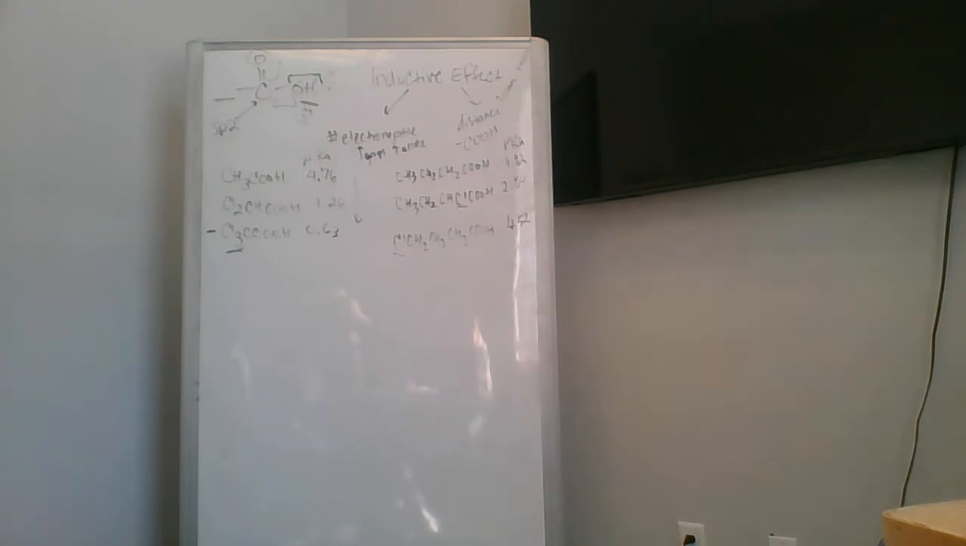So the inductive effect has 2 parts. The number of electronegative groups present: the more groups there are, the more acidic that acid is, or the stronger that acid is. The second piece is the distance from that group and the carboxylic acid. The greater the distance, the higher the pKa, or the weaker the acid. Does that help with the inductive effect? Any questions about that? So the more distance, higher pKa, less acidic.